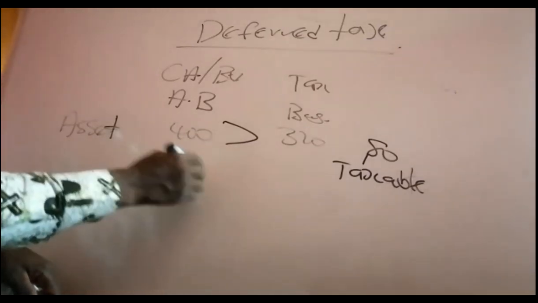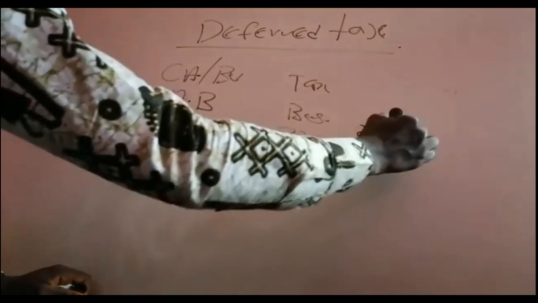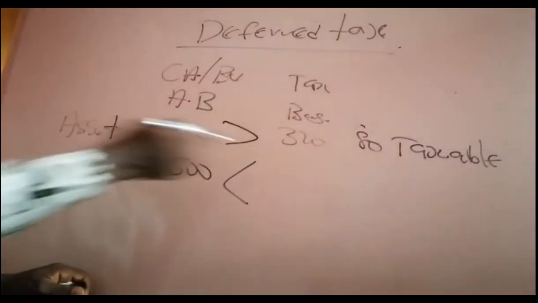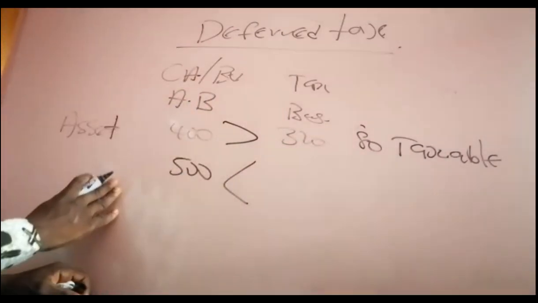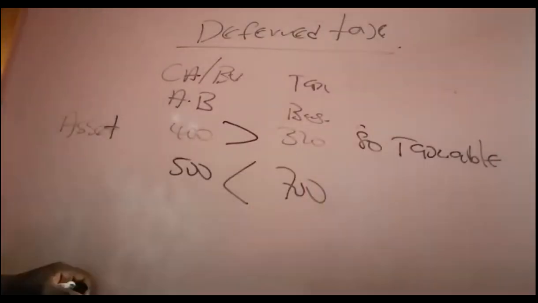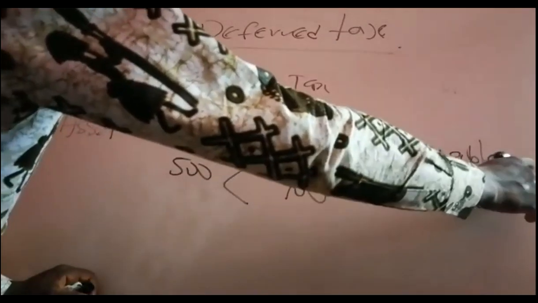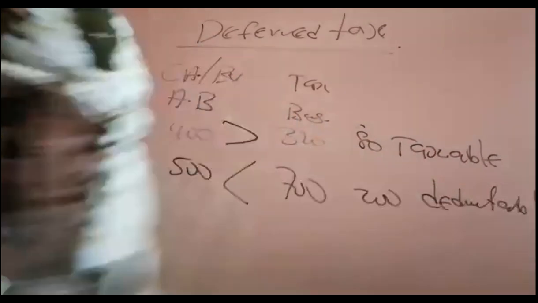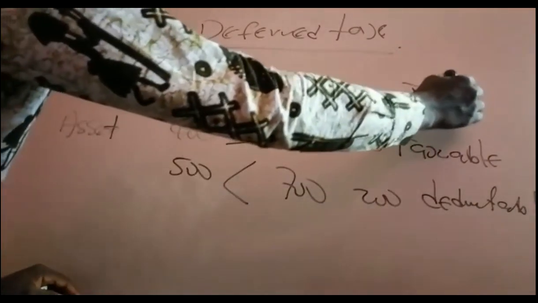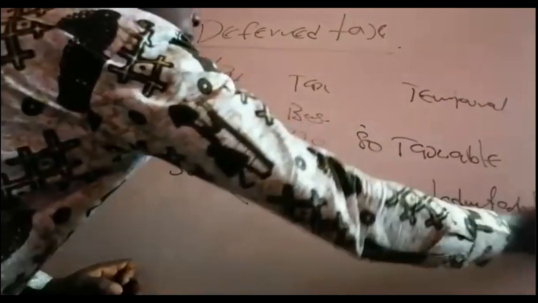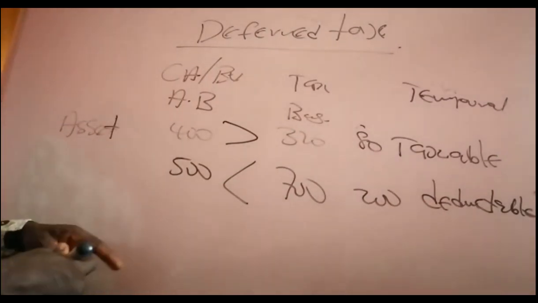Maybe the carrying amount is 500. It's rather lesser than the tax base. In fact, let me write it here: 80, and write taxable against it. Here the carrying amount is rather lesser. So here's somewhere 700, so here's 200. But we call it deductible. So that is a deductible temporal difference. So this is the temporal difference: either it will be taxable or deductible.